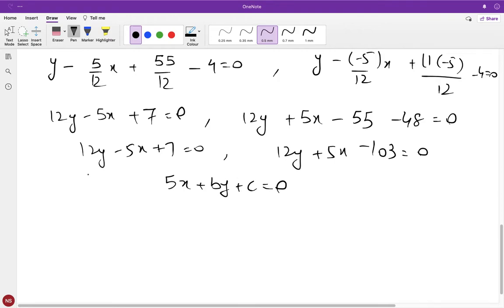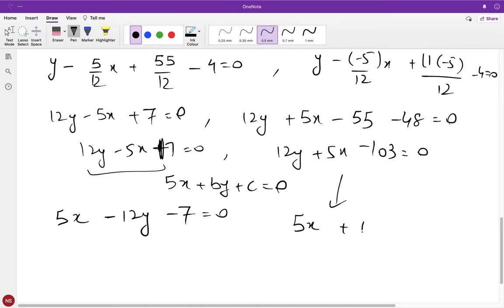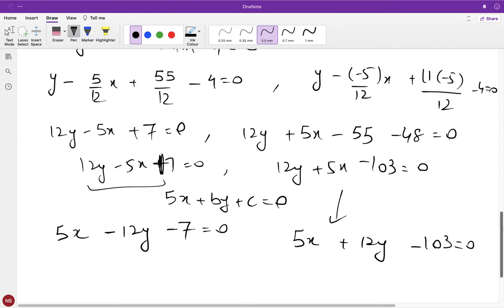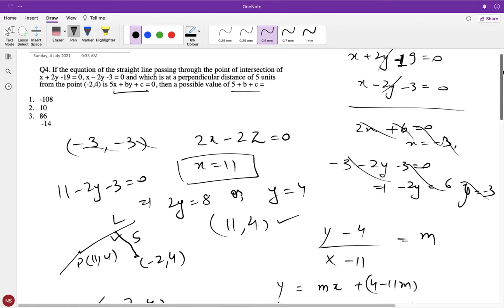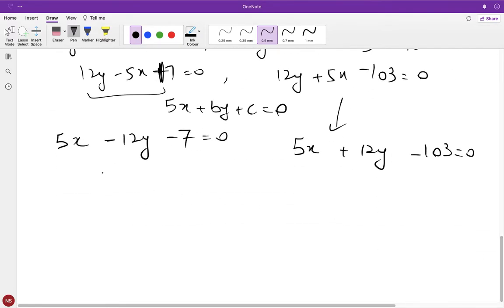So let us rewrite both of them. This will become 5x minus 12y minus 7 is equal to 0, right? If this minus is becoming plus, then this plus 12y will become minus 12y and this will become minus 7. This will stay like this. What am I being asked? I am being asked the value of 5 plus b plus c.